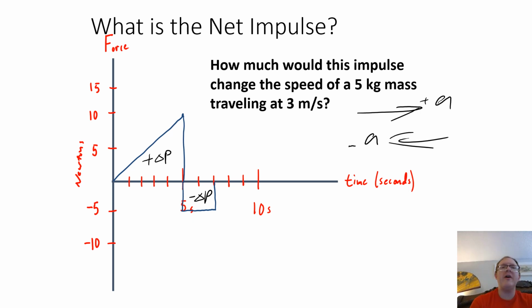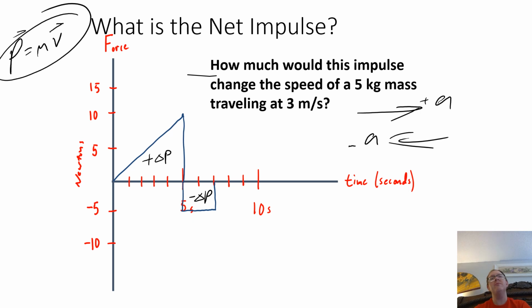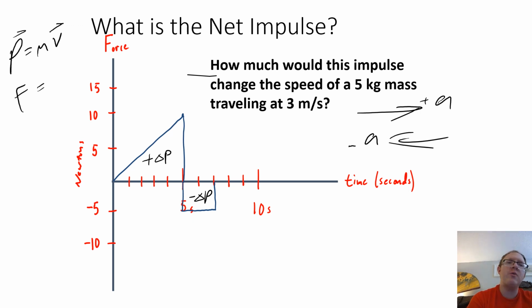So momentum has a positive and negative sign because remember that momentum is mass times velocity, and velocity has a direction. Therefore, momentum's going to need to have the same direction, and it does. Same thing with F equals ma. Acceleration has a direction, and so does force. For this particular problem, how do we solve it? Well, I got the solution on the next slide.